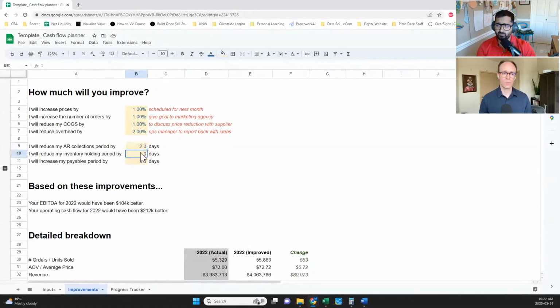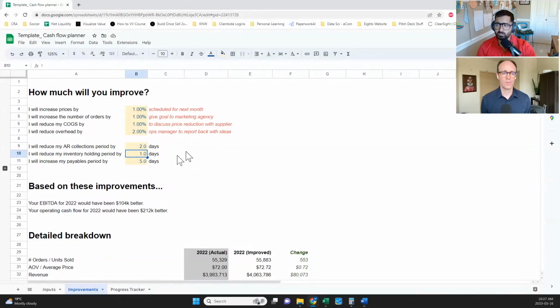Can you reduce your inventory holding period, your inventory balances, by 1 day? That's not very much. That's really just you buying, you could buy 5% less inventory or cut one low performing SKU, things like that. Very accessible.